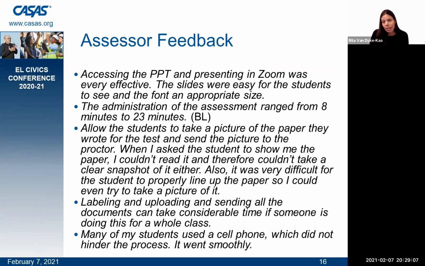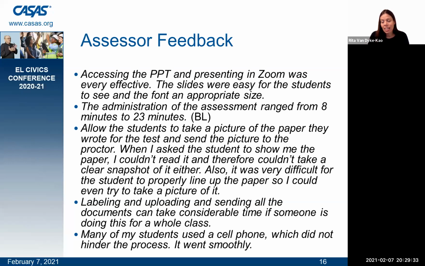Some other feedback: allow the students to take a picture of the paper they wrote for the test and then send the picture to the proctor. When I asked the student to show me the paper, I couldn't read it and therefore couldn't take a clear snapshot of it either. Also, it was very difficult for the student to properly line up the paper so I could even try to take a picture of it. So again, that was that difficulty of the students holding a paper and taking a screenshot.